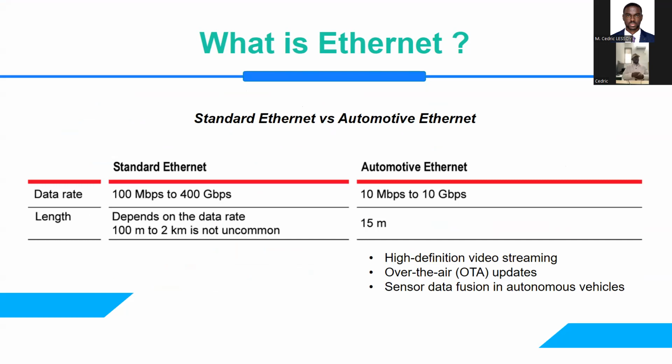So what can we say about this comparison between standard Ethernet and the automotive Ethernet? We can see that the automotive Ethernet provides significantly higher bandwidth compared to the traditional communication networks like CAN or LIN that we saw at the beginning of our presentation, and that feature enables faster and more reliable data transmission. So that's really crucial for applications that require large amounts of data, such as high definition video streaming, or over-the-air updates, that we also call OTA updates, in autonomous vehicles.